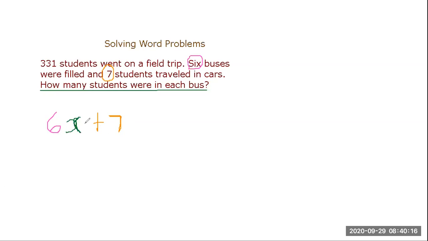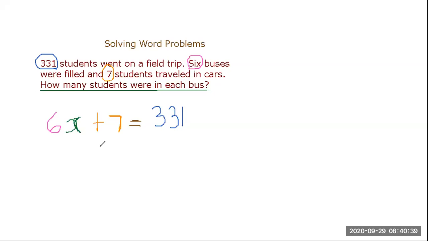Now we know that all of this has to equal the total amount of students. From my question, they told me that there were 331 students, so that's why I put 331. Now I have to go in and solve this question.